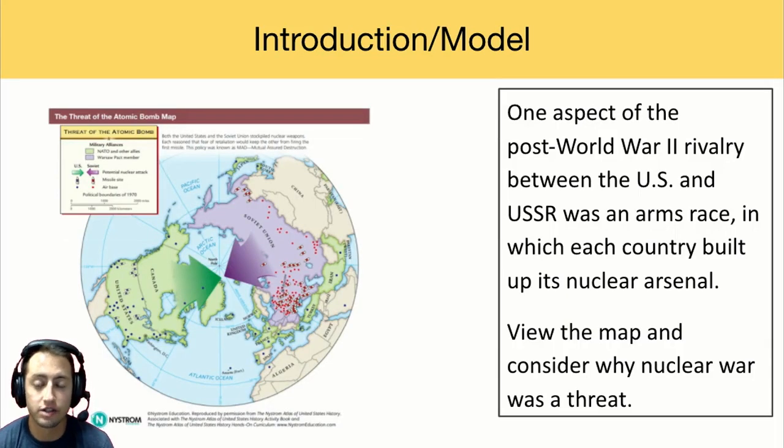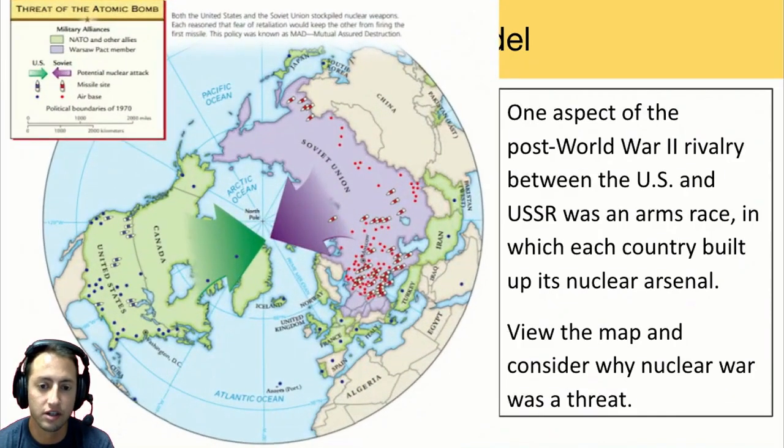This map was actually in the day 17, day 18 lesson also. So this is not the first time students would be seeing this necessarily, but it gives you a whole lot of information about nuclear warheads and how both the U.S. and the USSR were accumulating as many nuclear warheads as they could, and they were building air bases and threatening each other with total war.